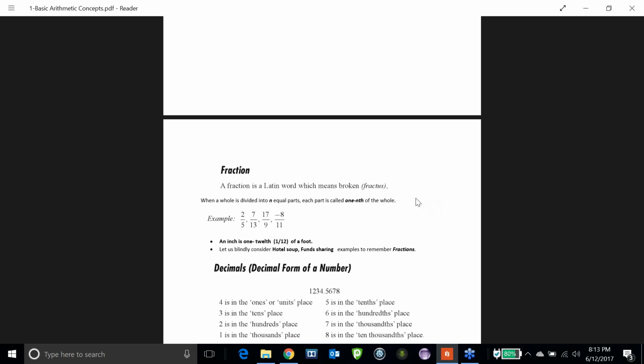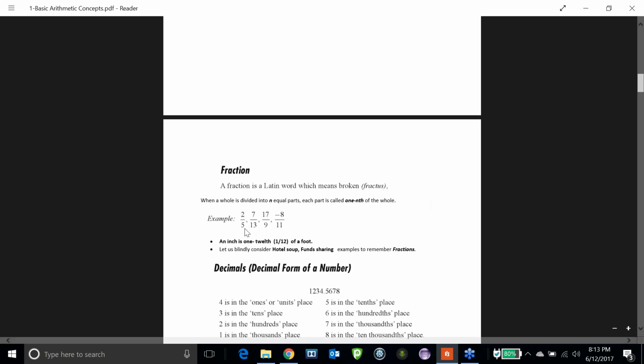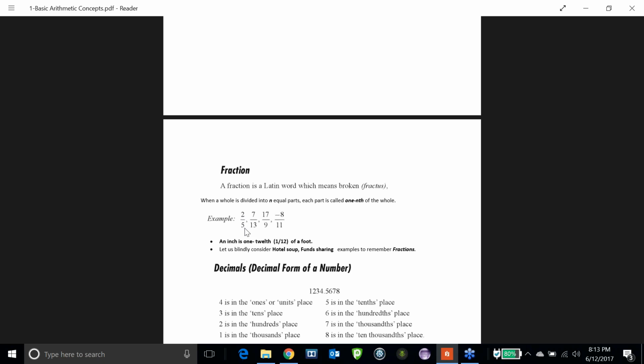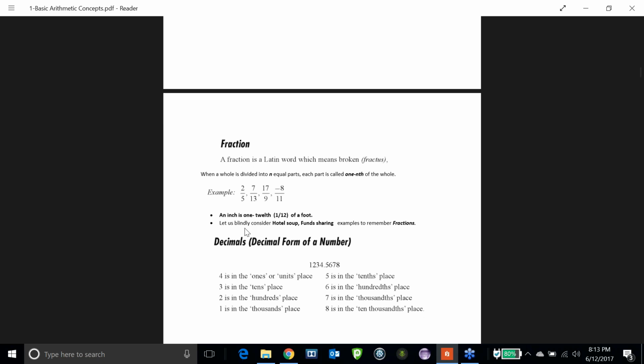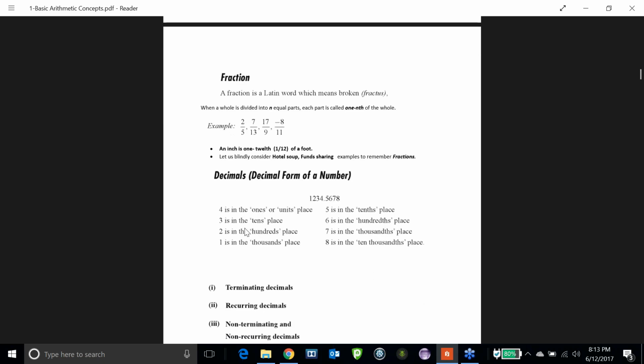To make an example, you can just take 2 by 5, 7 by 13, 17 by 9. All these are fractions. They have their prescribed values. Later, I will explain clearly what a fraction is and the depth in it. I'm just giving you a rough idea of all the number systems and everything.